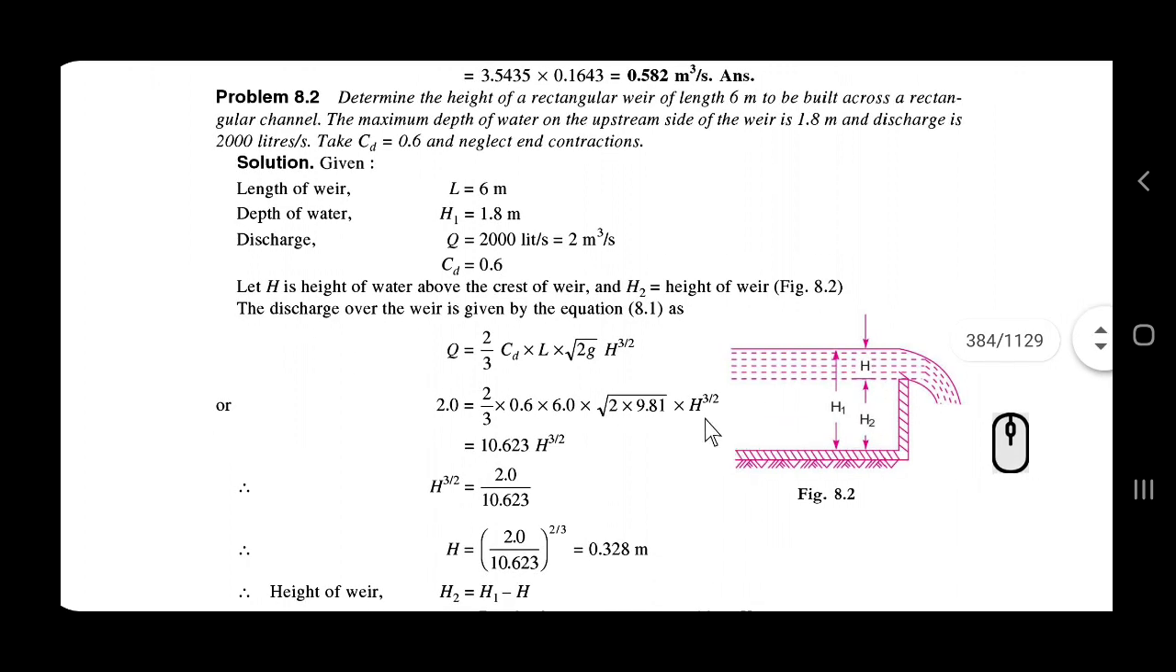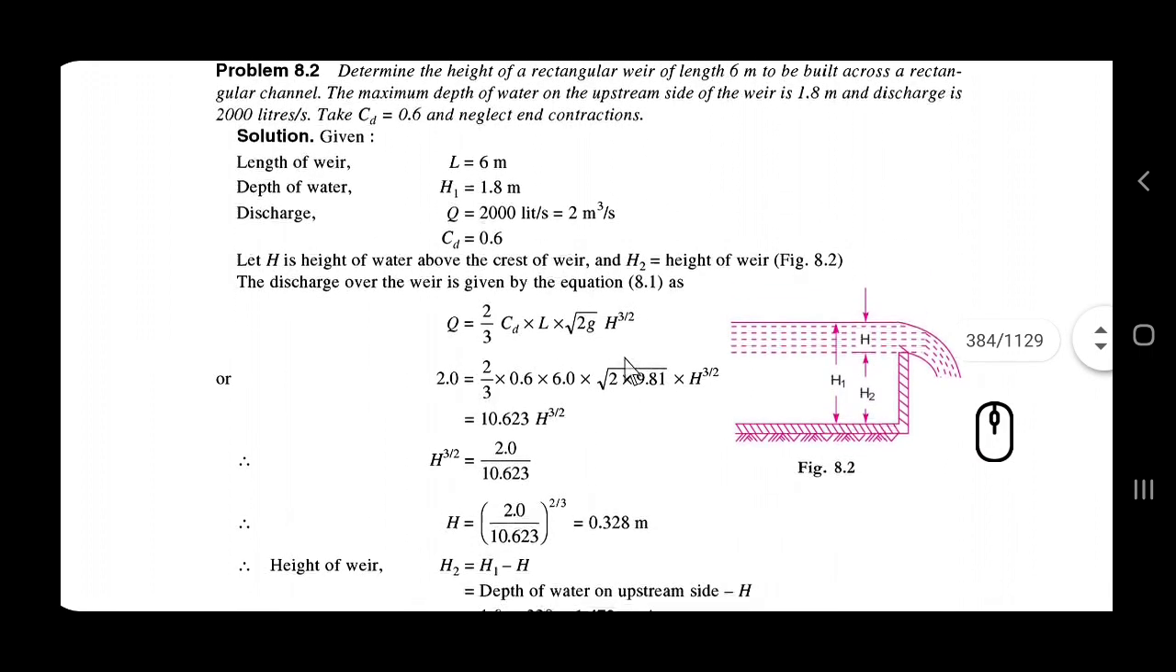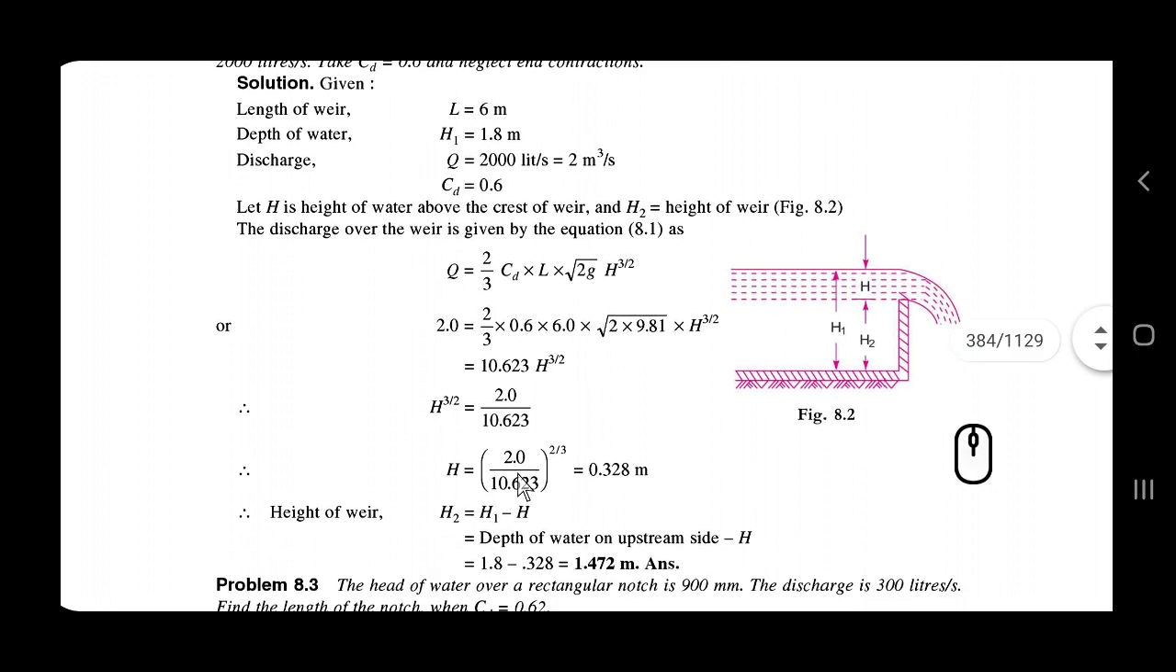Okay. So we have the equation for a rectangular weir, that is Q is equal to 2 by 3 Cd into L into root 2g into H raised to 3 by 2. The discharge is given in the question, that is 2000 liter per second, converting it into meter cube per second, that will become 2 meter cube per second. So H raised to 3 by 2 is equal to 2 by 10.623. So after solving this you will get capital H is equal to 0.328.